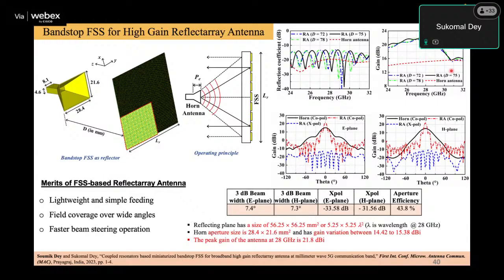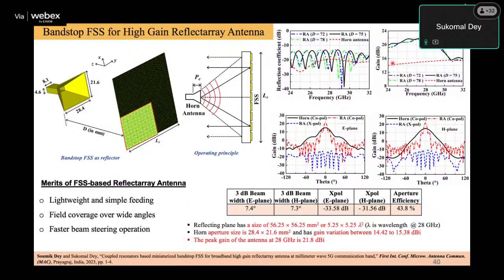Now look at the gain. What are the different D's? These D's are the distance in millimeters. In one case we consider 72, 75, 78 because you have to optimize D, such that you can get all the signals in phase.